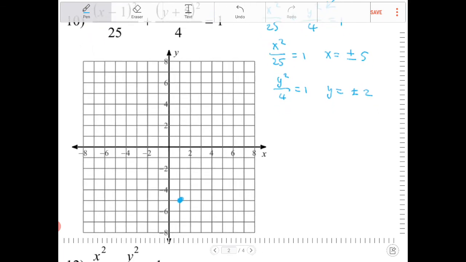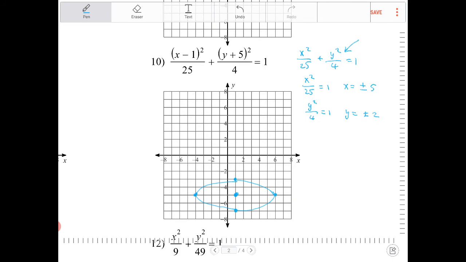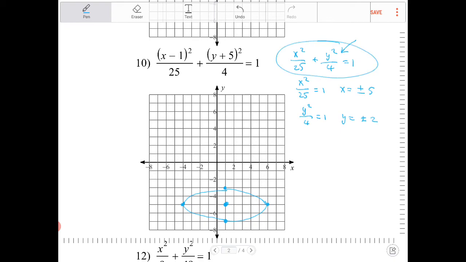From the center, to the left and right of the center, I'm going to go 5 units. So 1, 2, 3, 4, 5, and 1, 2, 3, 4, 5. It's going to be over here. And then above and below the center, I'm going to go 2 units up and 2 units down. So this is going to be the location of the graph of the ellipse. And that's how it's going to look. Let's try that one more time. Of course, if you graphed this the way it is, you'll end up with the same kind of answer that I just came up with.